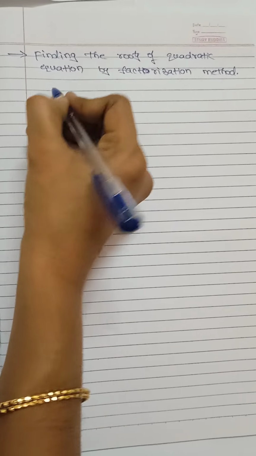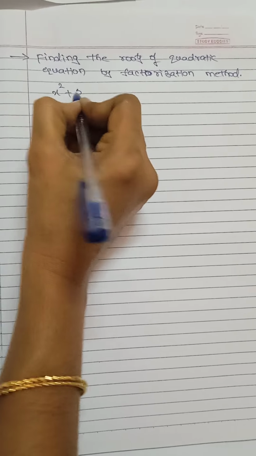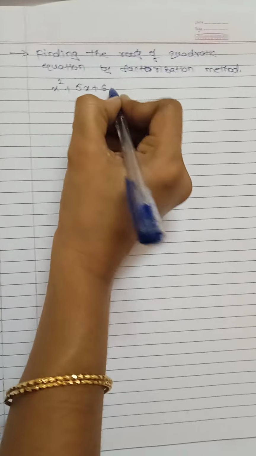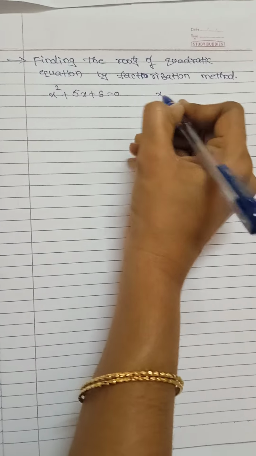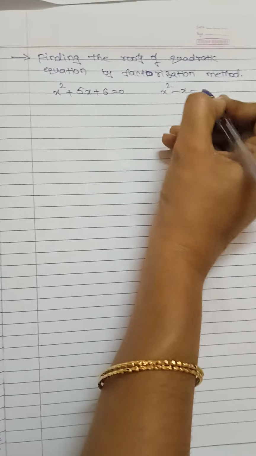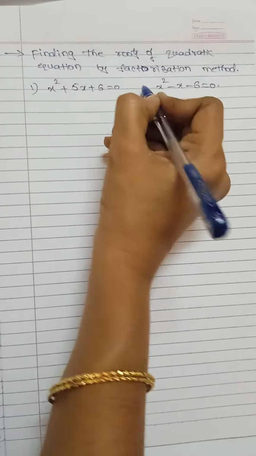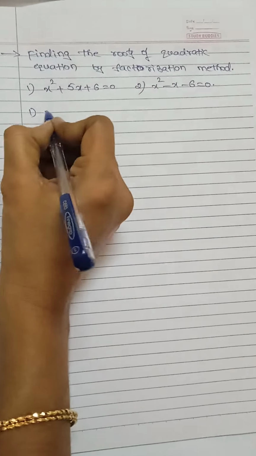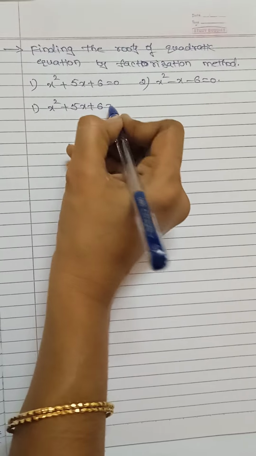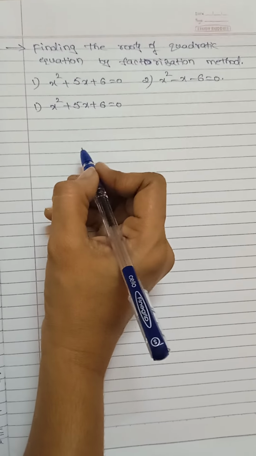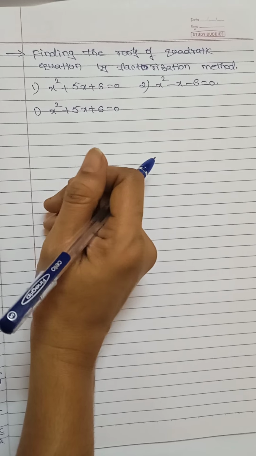Now we are going to learn. Let us take the equation x square plus 5x plus 6 equal to 0, and parallelly I will take another equation, x square minus x minus 6 equal to 0. So first let us take this. First question is x square plus 5x plus 6 equal to 0. How to find the roots of this quadratic equation by using factorization method?